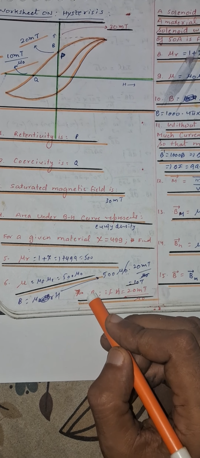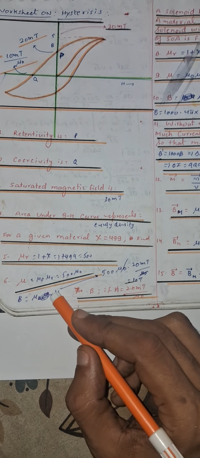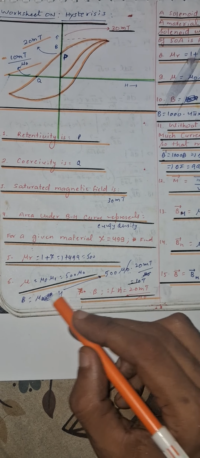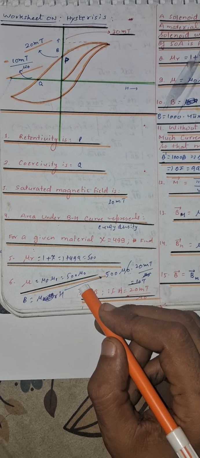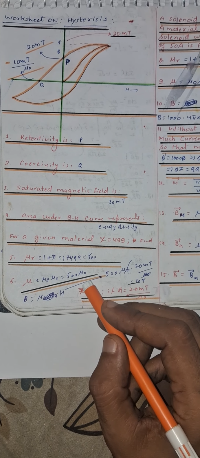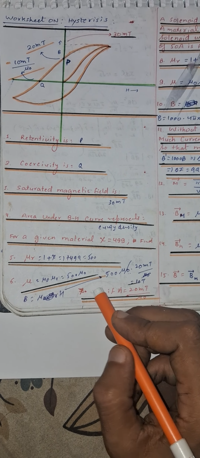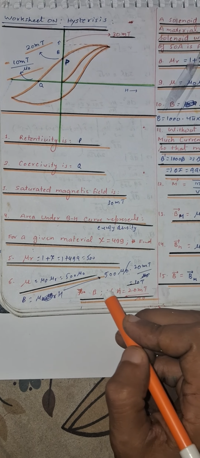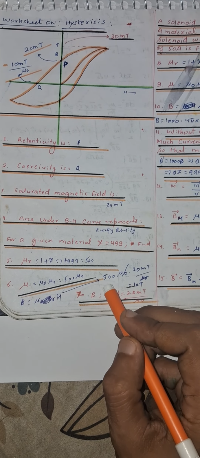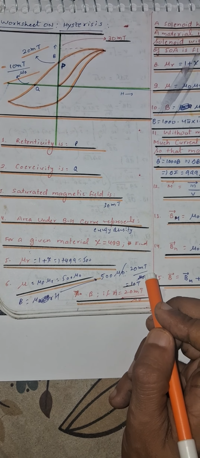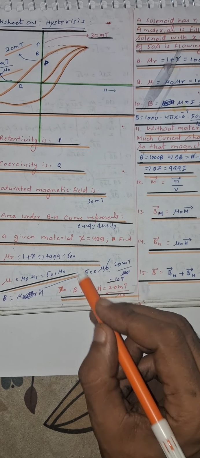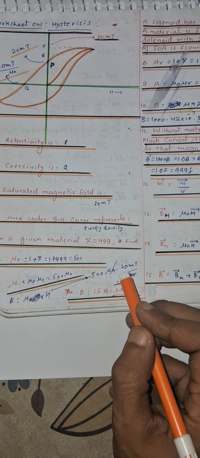Next question is to find the magnetic field. We know that magnetic field is finally equal to mu into H. H here is 20 millitesla by mu naught. So the magnetic field corresponding to that point will be 500 mu naught into 20 millitesla by mu naught, and after solving it, we get the answer as 10 Tesla.